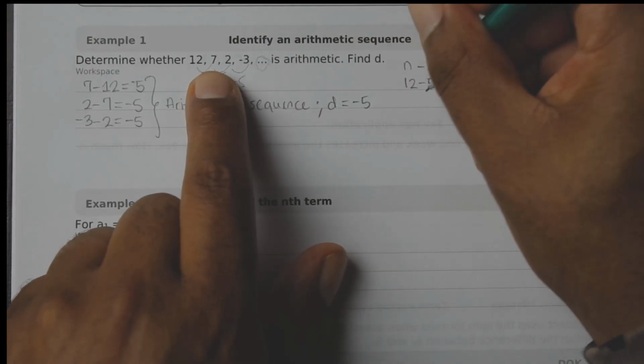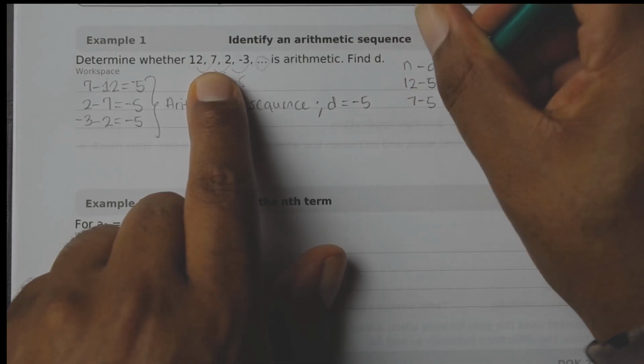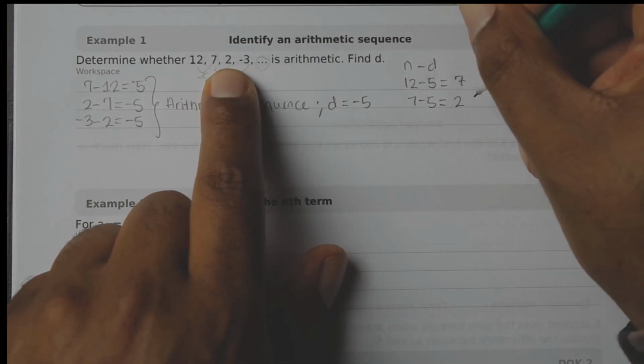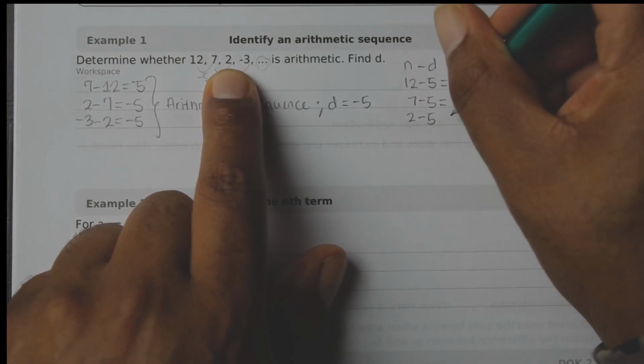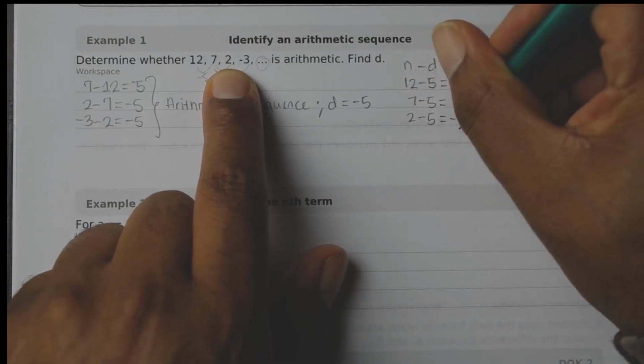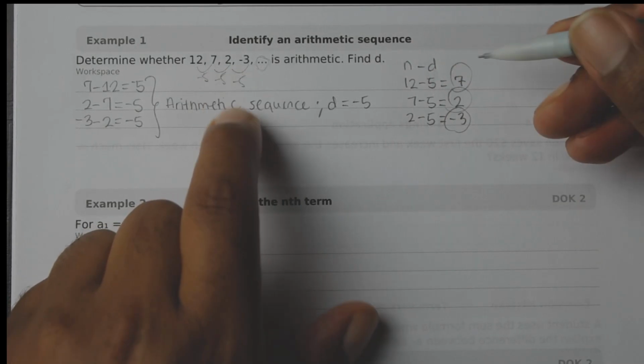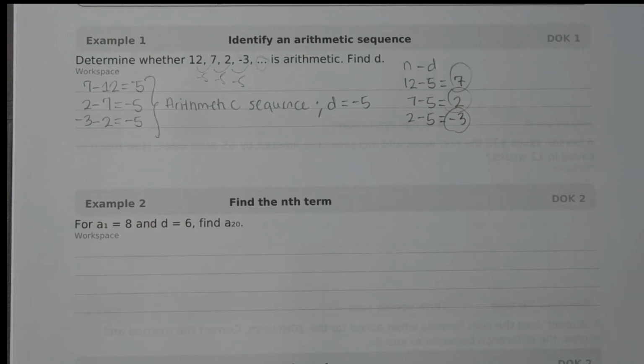And then the next number would be 7. So 7 minus 5 would be 2. Notice the 2 comes next. And then the next would be 2 minus 5, which gives us -3. So this particular arithmetic sequence checks out.